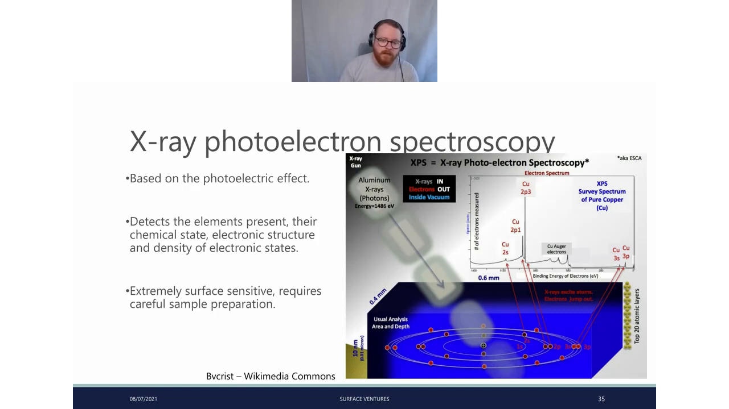X-ray photoelectron spectroscopy, extremely surface sensitive. This is essentially based on the photoelectric effect of bombarding a surface with X-rays. And the energy of these electrons gives you the binding energy for various different samples. This is an example here of pure copper, but you'll probably get a mix if you have alloys or coatings that consist of multiple materials. You can get elements present, chemical state, electronic structure, bonding, density of electronic states. So it's a fantastic technique, but you have to take care with your surface preparation. It has to be an extremely clean surface.